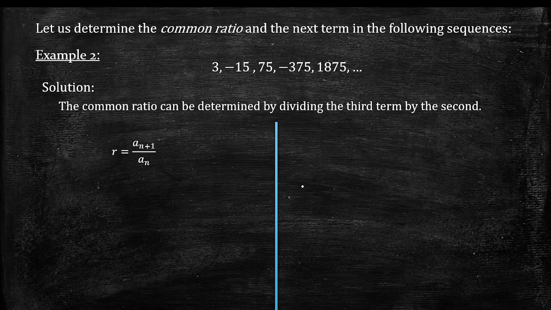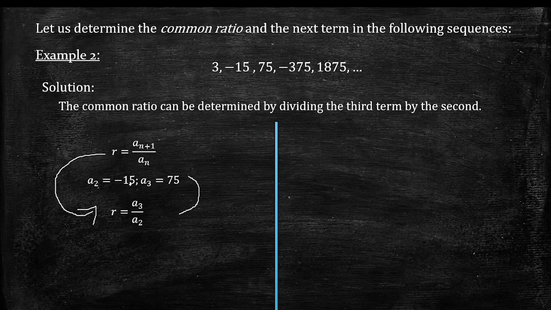So here is the original formula. And let's get the value of a sub 2 and a sub 3. So a sub 2 is equal to negative 15 and a sub 3 is equal to 75, rather. Then let's alter the formula based on the given terms that we are going to use for solving the common ratio. So it will become common ratio is equal to a sub 3 divided by a sub 2.